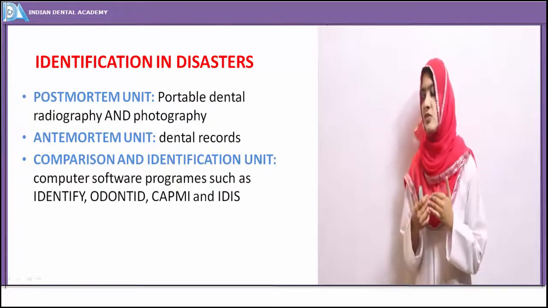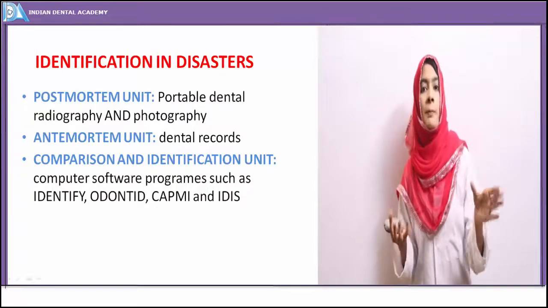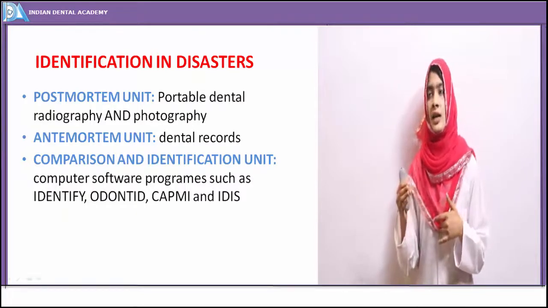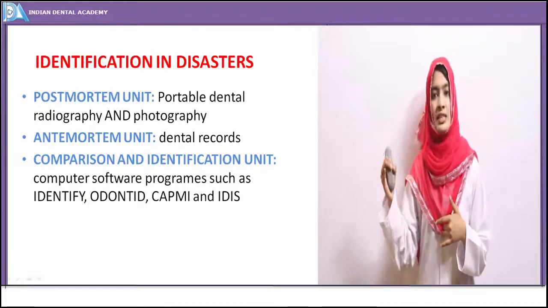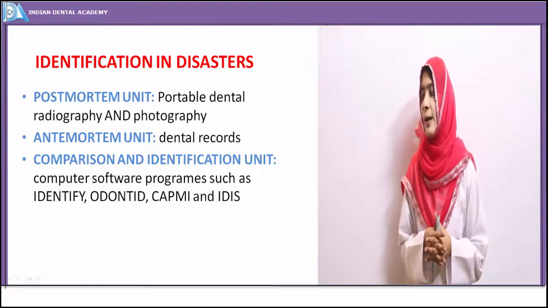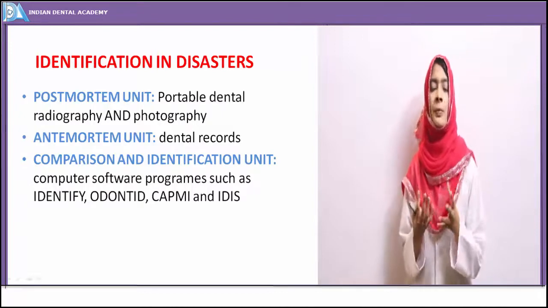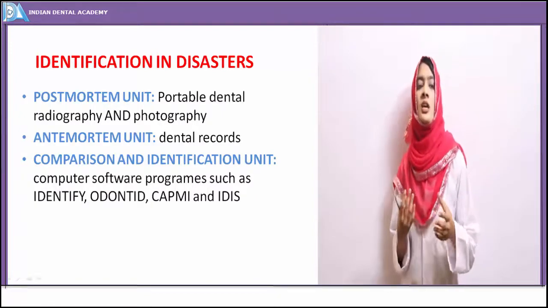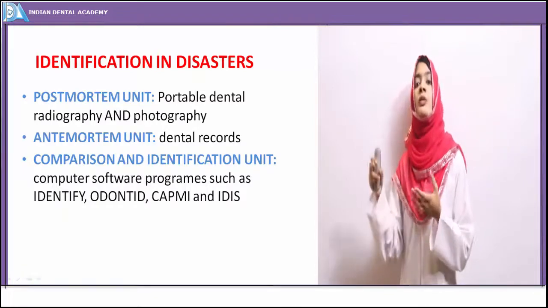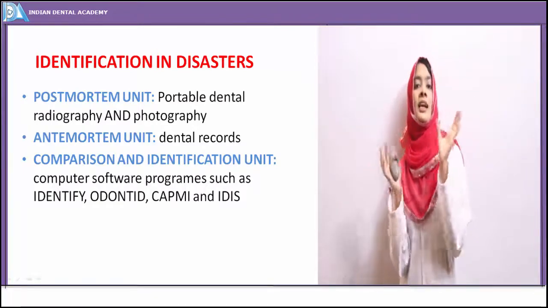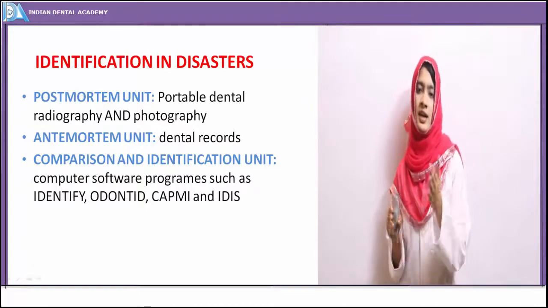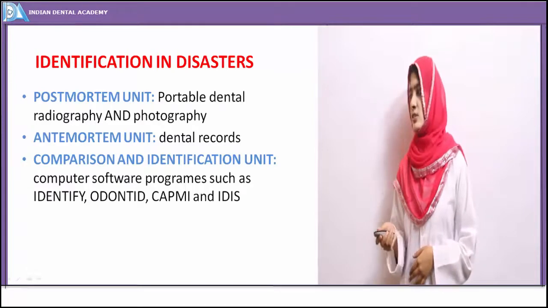Now the comparative identification unit compares the antemortem and postmortem data. Nowadays, Interpol has developed a lot of software programs like Plass Data, Dental, and others. These are nothing but computer software programs. So whatever reports we are noting down, whatever evidence we are collecting, these software programs help us in identifying or matching both the antemortem and postmortem data and giving us a diagnosis.